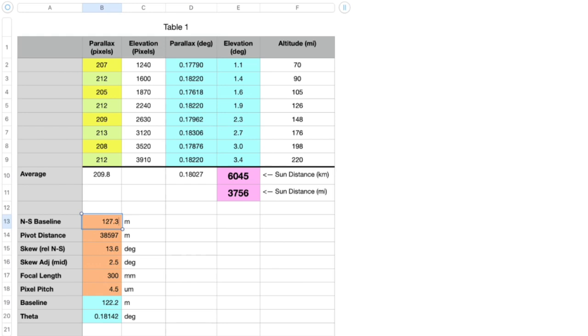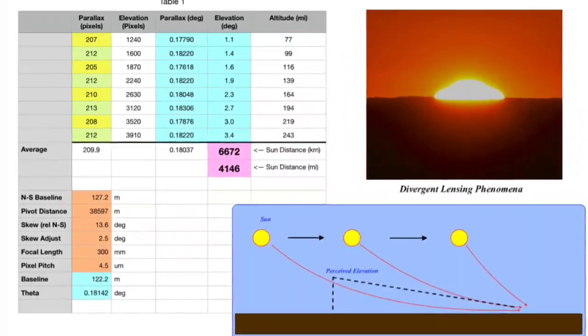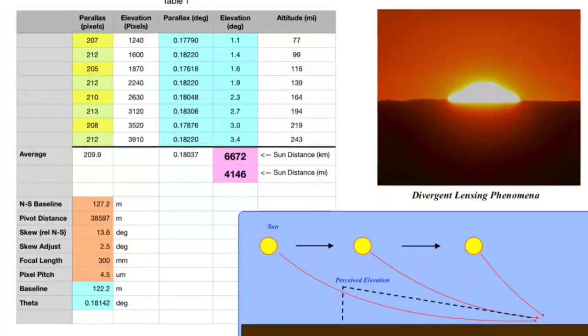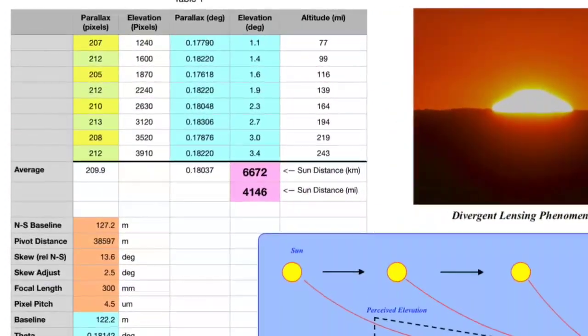Now, the other thing that's strange over here is that yes, some values are very sensitive. We have to pay attention to accuracy on the baseline and everything. But notice the yellow and the green highlighted pixel counts. That seems to be oscillating. From the top, notice we get 207 pixels, then 212, then 205, then 212. Then 210, then 213, then 208, then 212.